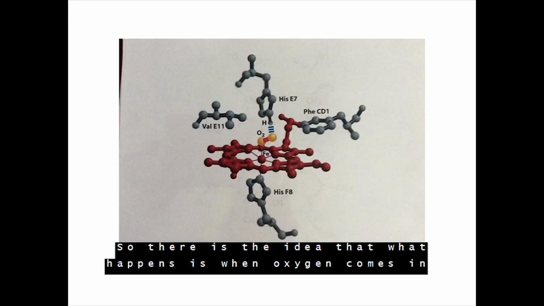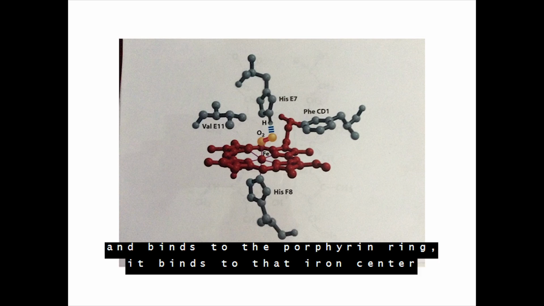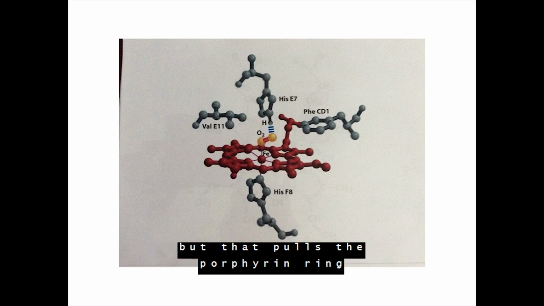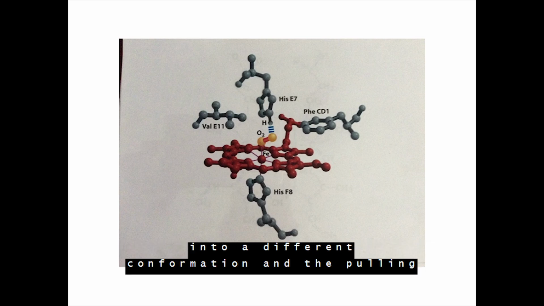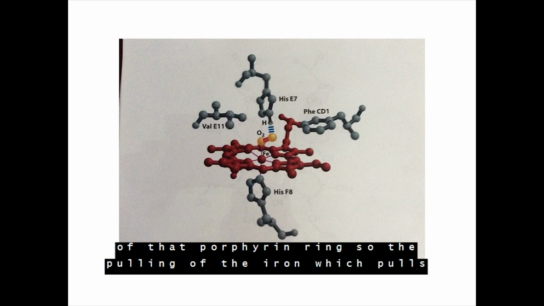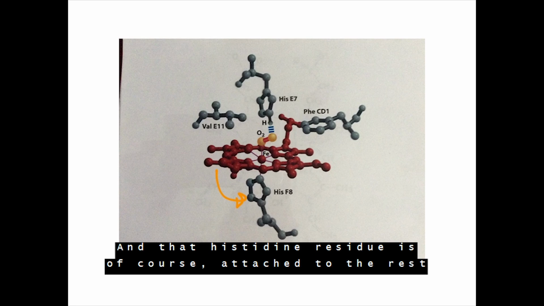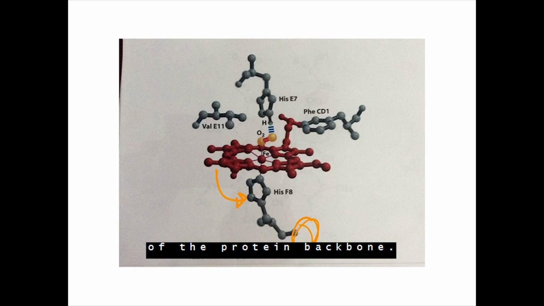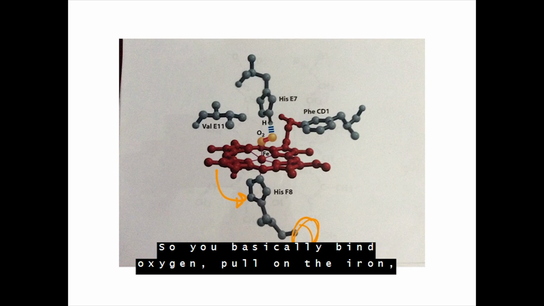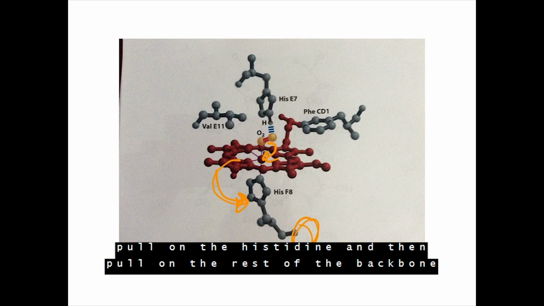So the idea is that when oxygen comes in and binds to the porphyrin ring, it binds to that iron center, that pulls the porphyrin ring into a different conformation. The pulling of the iron, which pulls on the ring, also pulls on this histidine residue. And that histidine residue is of course attached to the rest of the protein backbone. So you basically bind oxygen, pull on the iron, pull on the histidine, and then pull on the rest of the backbone.